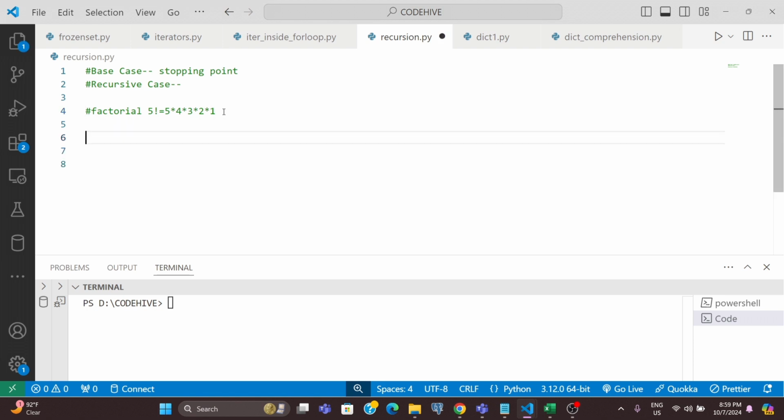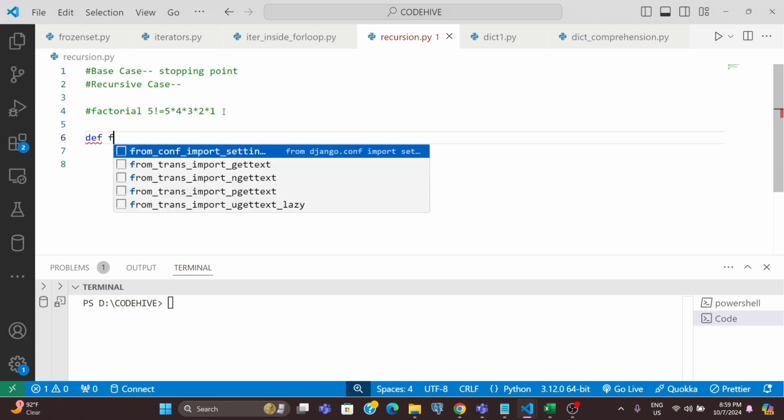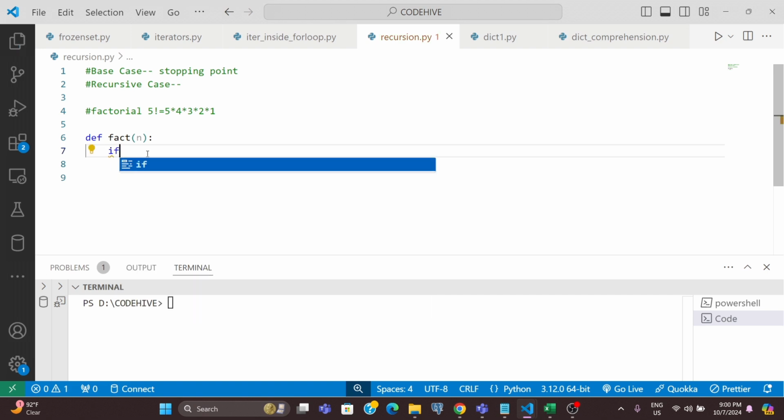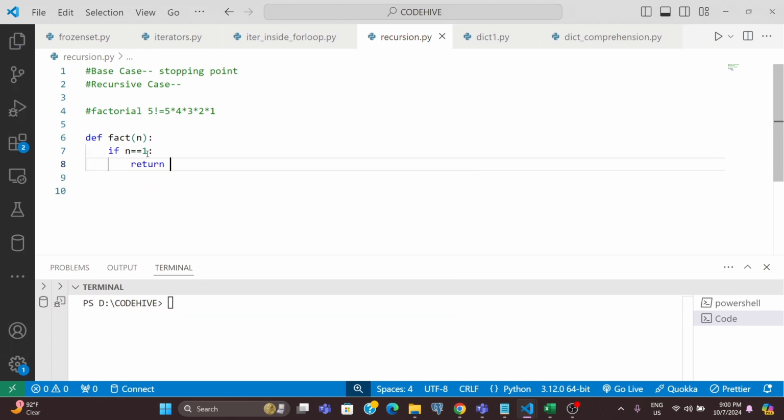Since recursion uses a function, we write a function definition: def fact, a short name for factorial, and the argument is the number n. So what is the base condition? I need to multiply until I reach 1. We need to identify the base case first. So if n is equal to 1, that is the base case, so just return 1, because the factorial of 1 is 1.